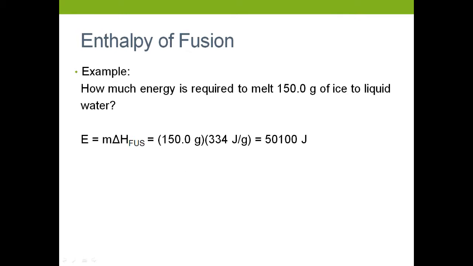Let's try an example. How much energy is required to melt 150 grams of ice to liquid water? We have our equation, E equals m delta H fuse. We substitute in our numbers, 150 grams, 334 joules per gram. We multiply them together and get 501.00 joules. Again, we only have 3 significant figures in 334, and so we can only have 3 significant figures in our answer.